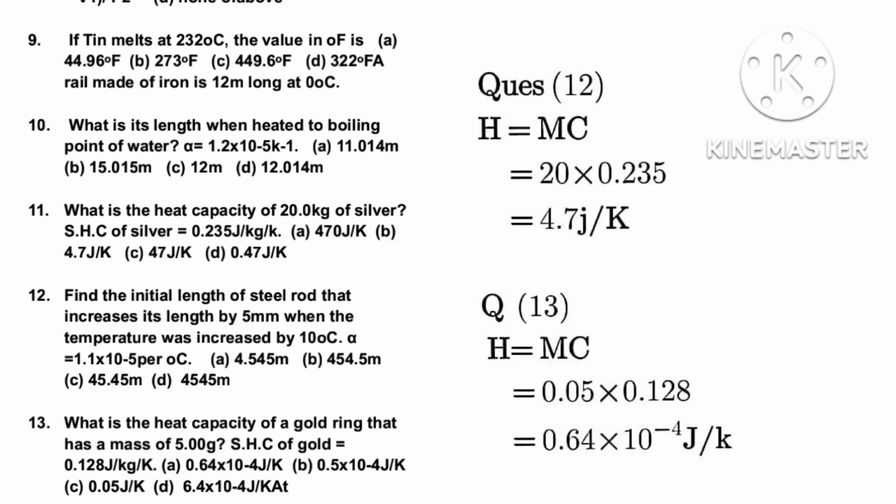Number 11, not number 12. Question 11 asks us to look for heat capacity, and that's mass multiplied by the specific heat capacity. So that's 20 times that. So we have our answer to be 4.7 joules per Kelvin. Similarly, for question 13, that's mass times specific heat capacity. So we have our final answer to be 0.64 times 10 raised to power minus 4 joules per Kelvin.